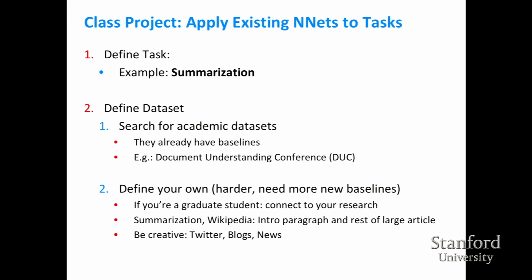So let's assume you want to apply an existing neural network to an existing task. So in our case, for instance, let's take summarization. So you want to be able to take a long document and summarize it into a short paragraph. Let's say that was your goal. Now, step 1, after you define your task, is you have to define your data set. And that is actually, sadly, in many cases, in both industry and in academia, an incredibly time-intensive problem. And so the simplest solution to that is you just search for an existing academic data set.